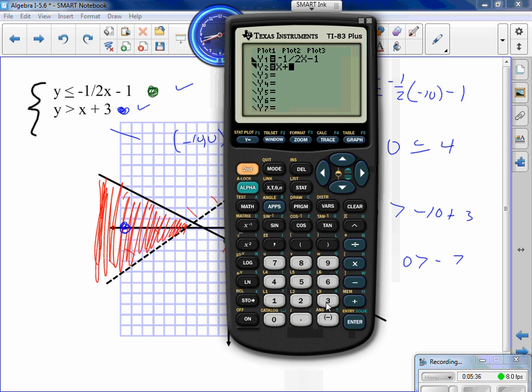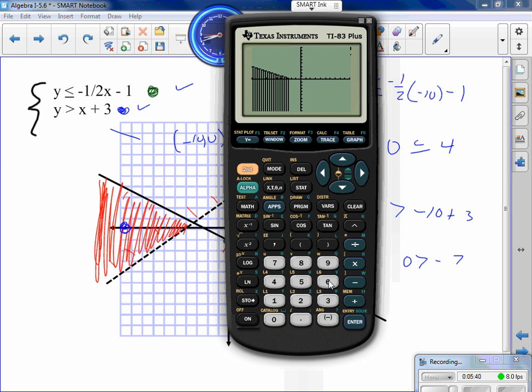X plus 3. When I graph it, there's the first one. There's the second one. By looking at this, you can tell where they overlap. It's where there's the little grid.